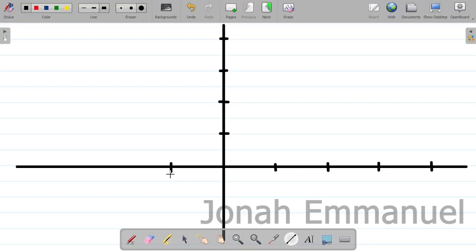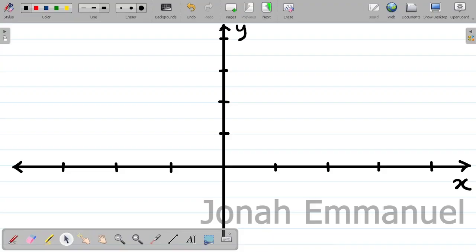Here minus 1 for x. Here minus 2 for x. Here minus 3 for x. All right. So let me call this a positive x. I'll call this a positive x-axis x. This is negative x. This is positive y. This is negative y.